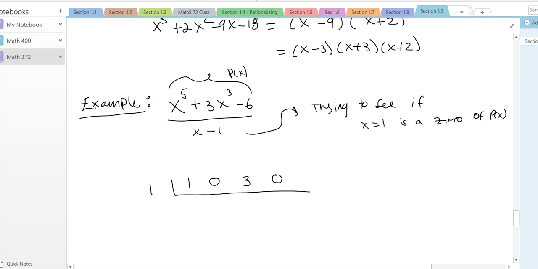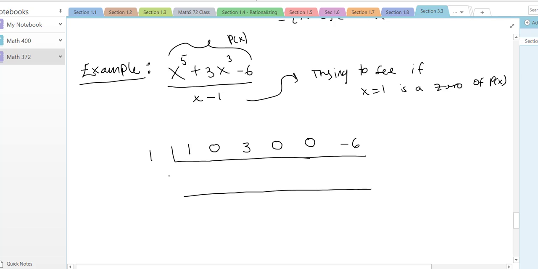So we're skipping the x squared, and we're also skipping the linear term, the x, and then the constant term, minus 6. And so we draw our line for the synthetic division and bring down the first coefficient, 1. So now I multiply. Remember here, I just add. For synthetic division, we add instead of subtract because we've already taken care of doing the opposite here.